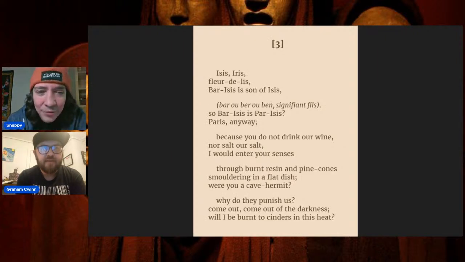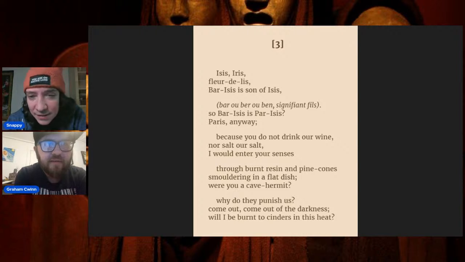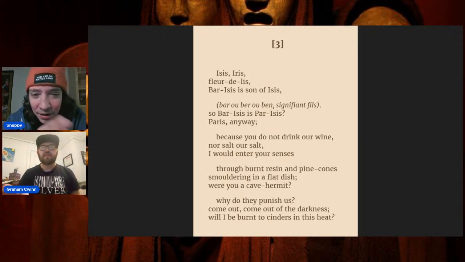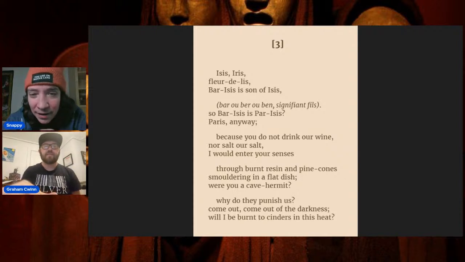"Isis, Iris, fleur de lis." Bar Isis is son of Isis. Bar, ou ber, ou ben, significant fille. So that is like significant brother, you know. So they're talking about Bar Isis is the son, right? Bar Isis is Par Isis, Paris.